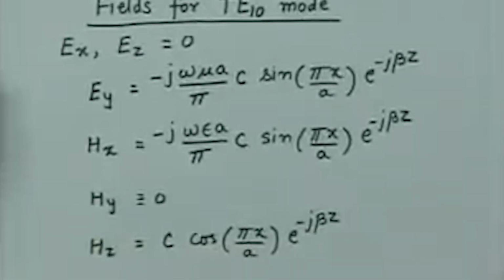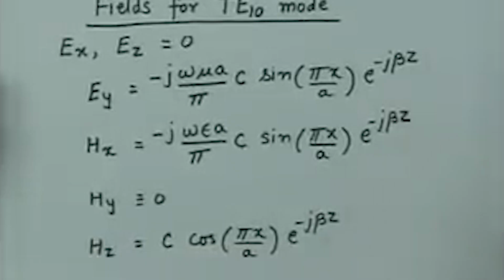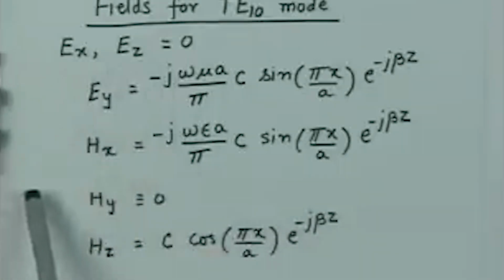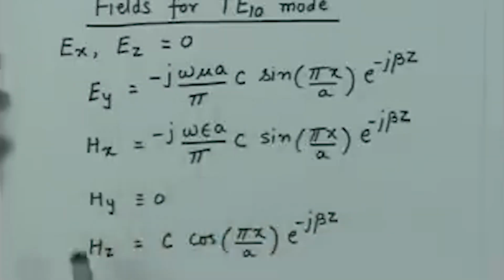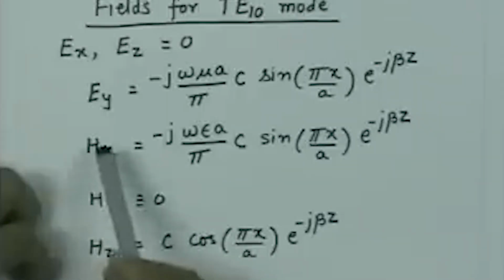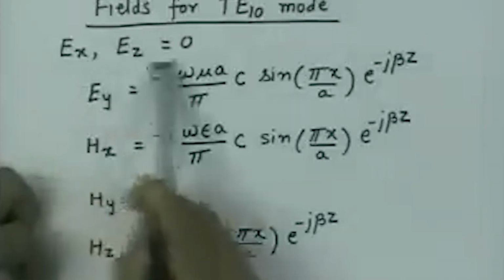So, today we try to visualize the fields for the dominant mode, that is the TE10 mode. We have derived these fields and we have written these fields in these components. We have seen for a rectangular waveguide, the Ex and Ez components are 0, the electric field has only a Y component which is given by this, and the magnetic field had 2 components, one was the X component, the other one was the Z component. So, there was no Y component for the magnetic field and there are no X and Z components for the electric field.